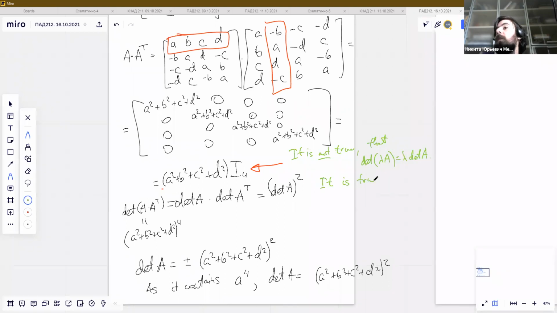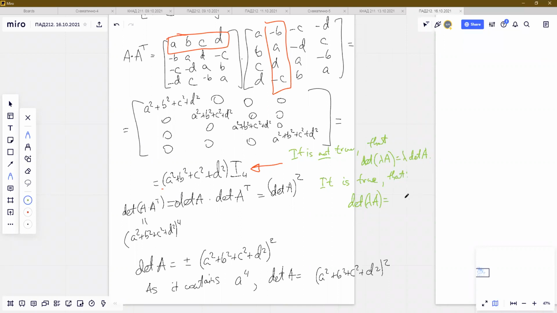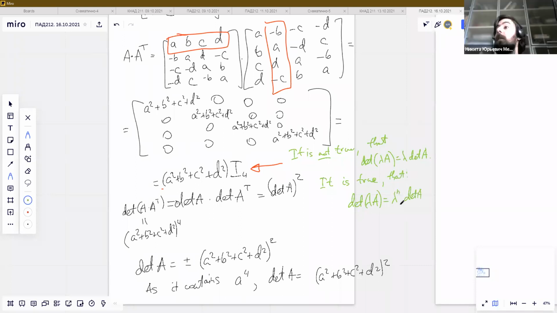In fact, what is true is: the determinant of lambda times some matrix A equals... let's think. The determinant of A multiplied by lambda to the power of, I don't know how to say, what, of size? Yes, of the size of the matrix A. A is a square matrix, otherwise the determinant doesn't exist at all. So it has some size n by n.